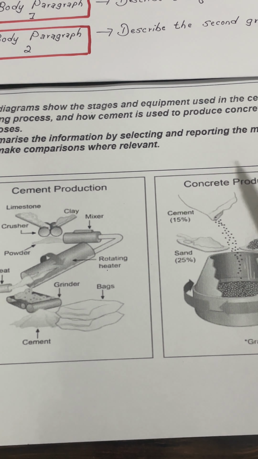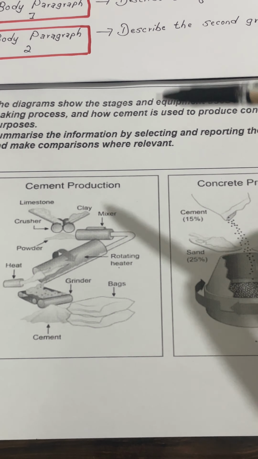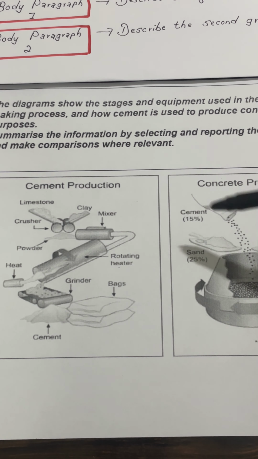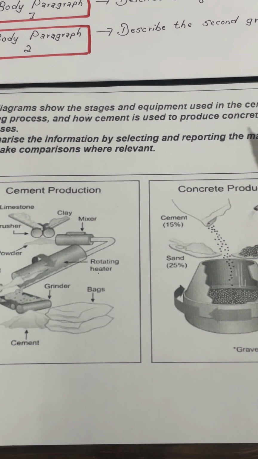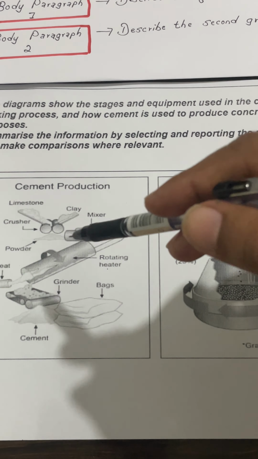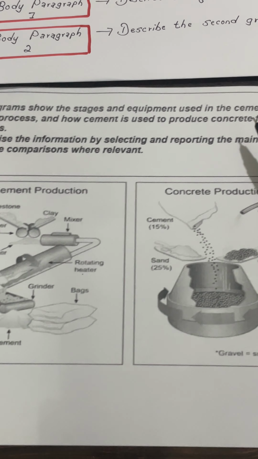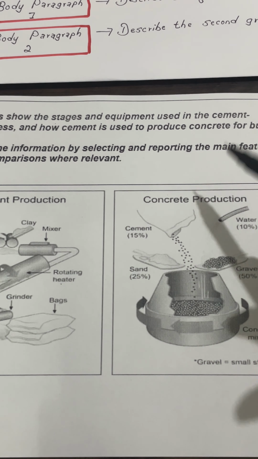In the introduction part, I'm going to simply paraphrase the question. Then in my overview, I'm going to include the total steps or the total ingredients used in cement production and concrete production with the initial and final step. And in body paragraph 1, it will be easier for us to divide the information because we have two pictures. Cement production, I'm going to write in my body paragraph 1, and in body paragraph 2 I'm going to write information on concrete production.